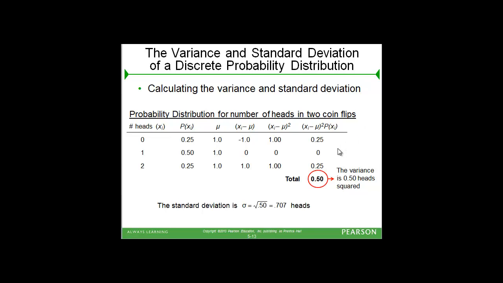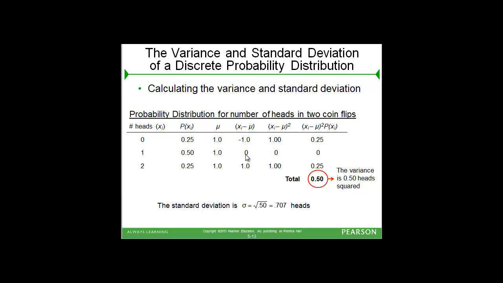Again, let's use the example to show how we do that calculation. Same example. Here are the random variables: 0 heads, 1 head, and 2 heads. The probabilities are 0.25, 0.5, 0.25, and mu, the mean of the discrete probability distribution we got from the previous slide, is 1. So mu is the same for each one: 1, 1, 1. And xi minus mu is each random variable minus mu. So 0 minus 1 is minus 1. 1 minus 1 is 0. 2 minus 1 is 1.